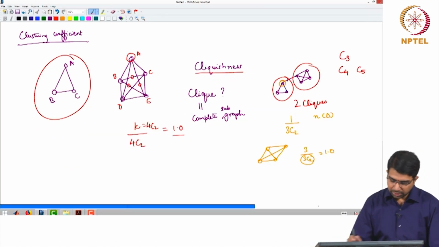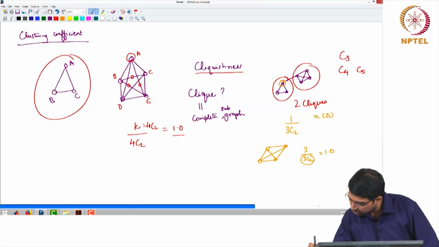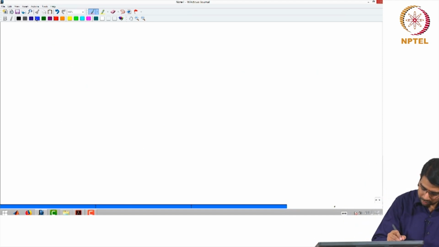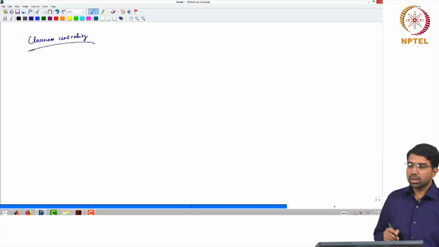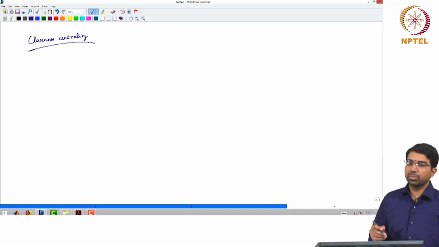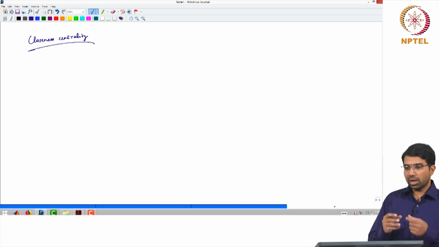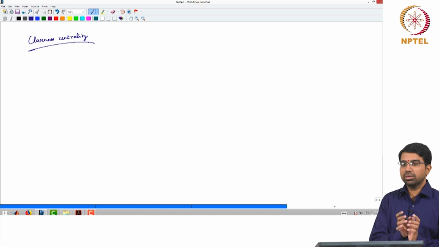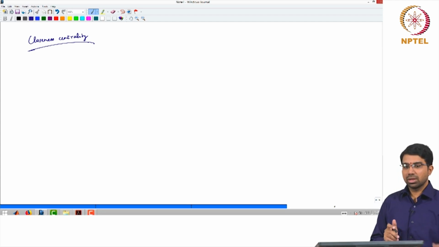The first of them is something known as closeness centrality. This essentially tries to compute how far a node is from every other node in the network. That would be called farness. You invert it, you get closeness.